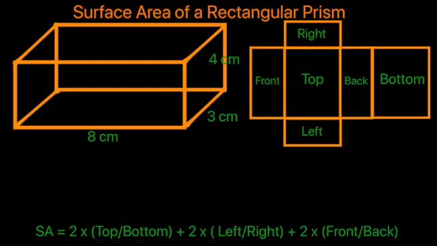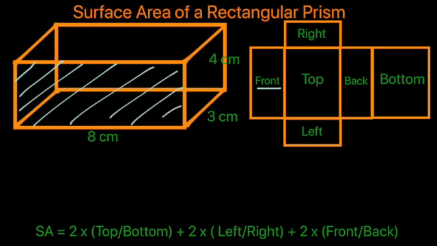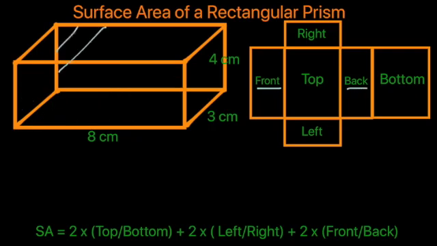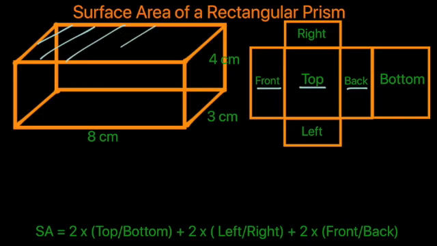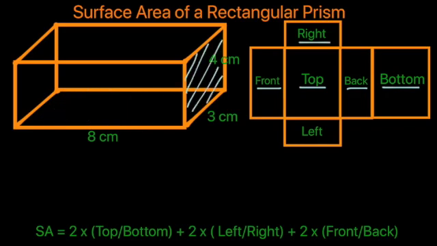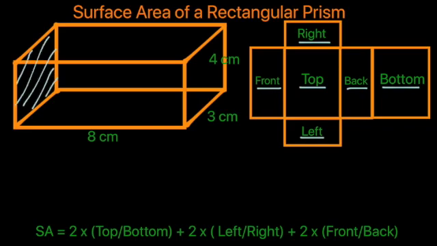In this example where you see a rectangular prism, if you were to cut it open, it will look something like this, where it has the front side, a back side, the top side, bottom side, right side, left side, and what you're doing is finding the area of each side and adding them together to get the entire surface area of a rectangular prism.